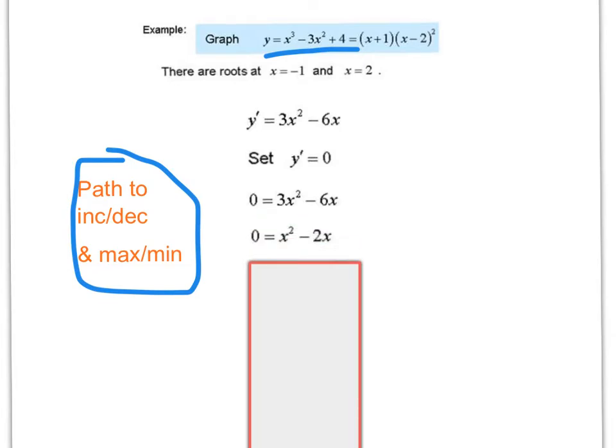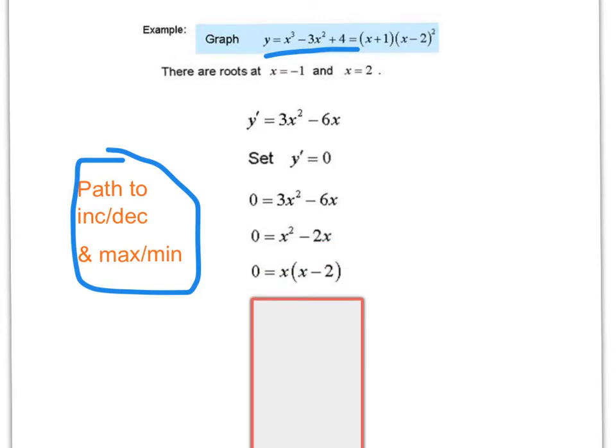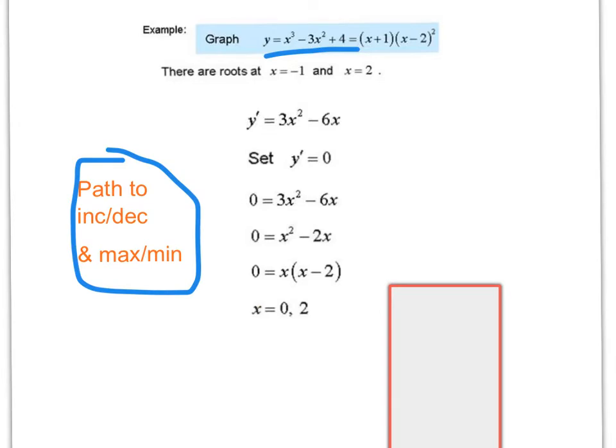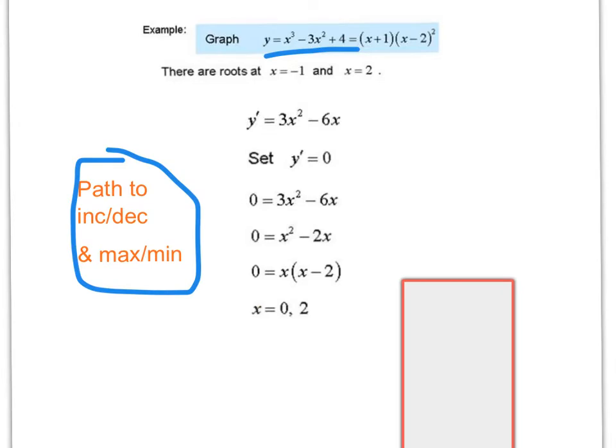Now, there are different ways to do this. I divided through by 3, or you could have factored out 3x. It doesn't really matter. It'll yield the same result. I decided to divide by 3 and factor out just a single x. So then I get x equals 0 and x equals 2. These are the zeros of the first derivative. This means that these are possible maxes and mins, but I have to check to make sure that they actually are.